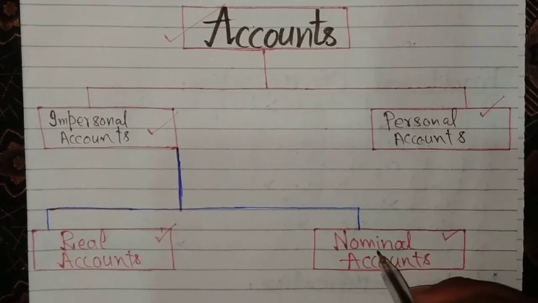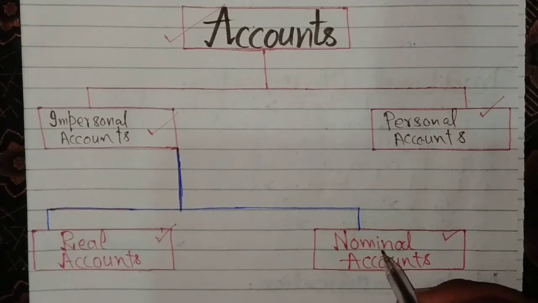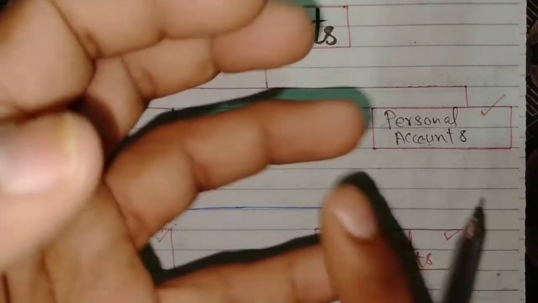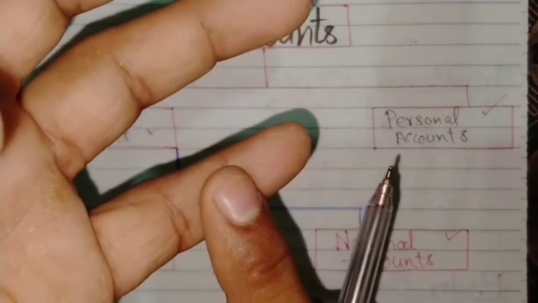Next is nominal account. Nominal accounts, also referred to as temporary accounts, are the accounts that are closed at the end of the accounting period. In the next accounting period, these accounts start with a zero balance. Accounts of income, gains, expenses, and losses are nominal accounts.